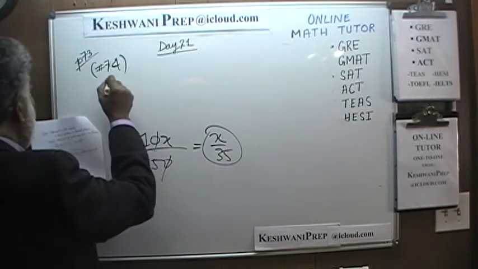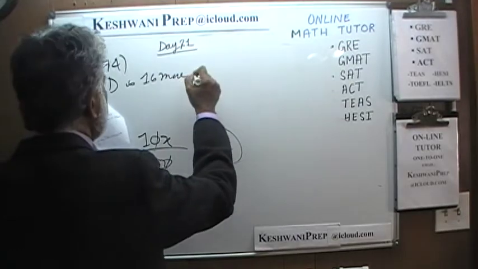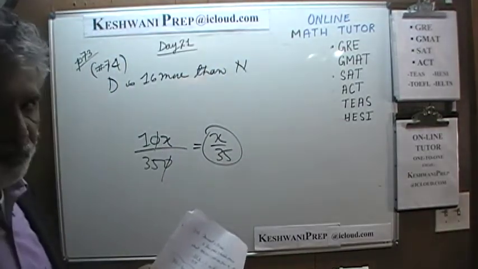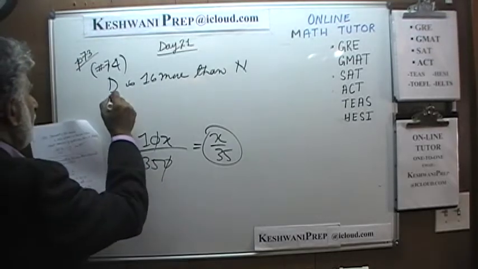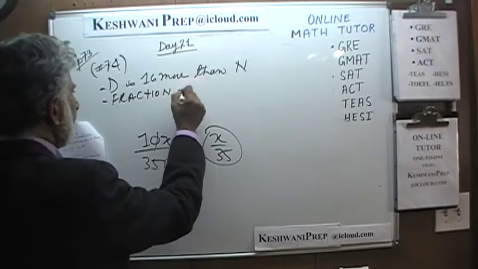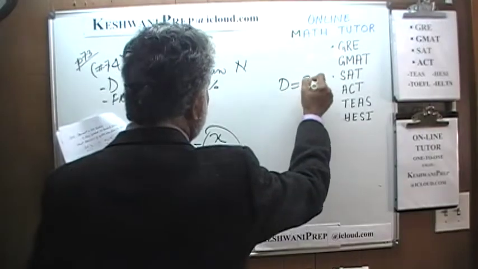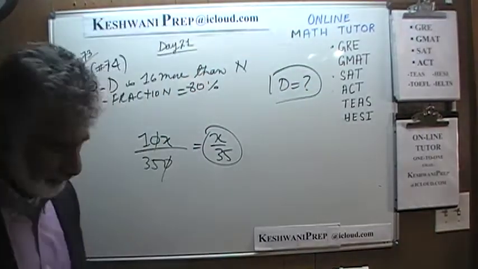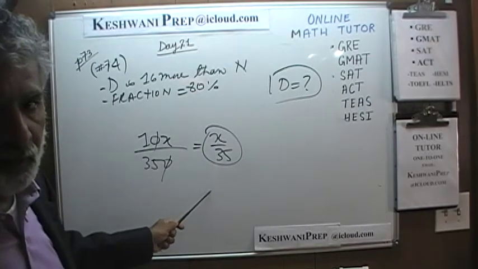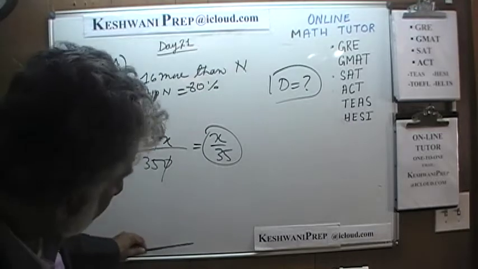Next one, number 74. Number 74 says that the denominator is 16 more than the numerator. We have a fraction, and the denominator we are told is 16 more than the numerator. We are also told that the fraction equals 80%. The question simply is, what is the denominator? Keep in mind that it is the denominator we're looking for. So when you finish the work, always make sure that you're not stopping at the numerator, because that number is also going to be one of the answer choices.